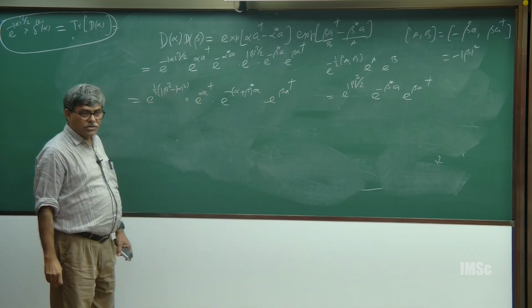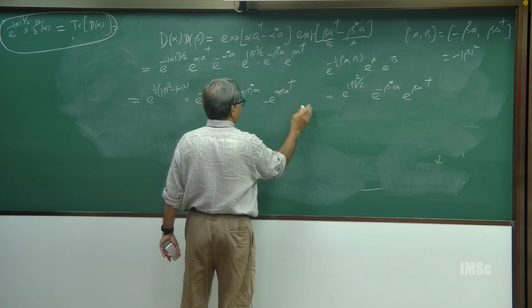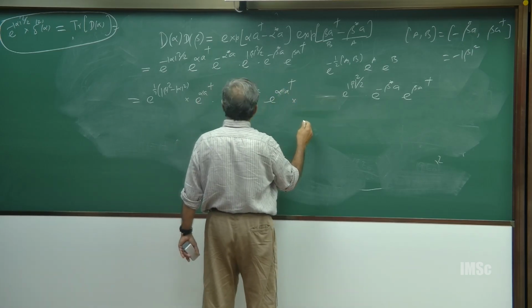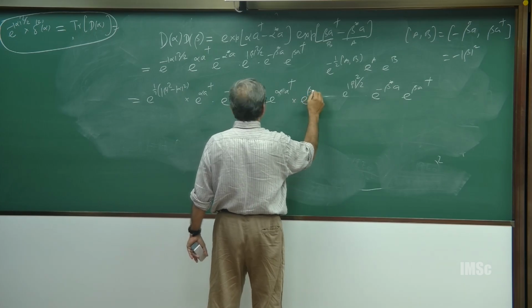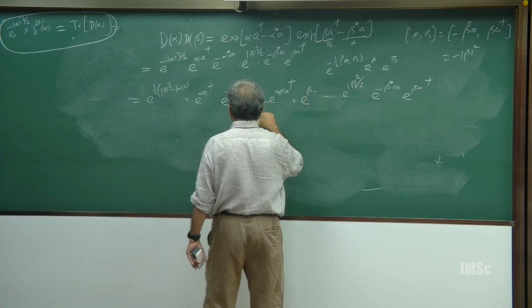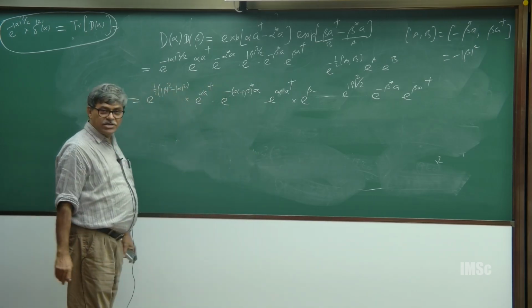Okay, right? And now I will use here alpha A dagger. So, what I need to do here is e to the power beta minus, not alpha A dagger. What is the relation I should use?